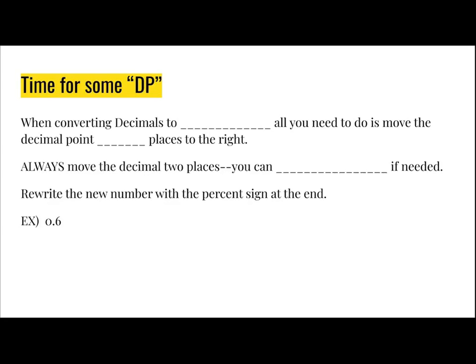I'm going to teach you a little bit of a shortcut that I like to refer to as Dr. Pepper. So when you write the D and the P, I want you to think of D as standing for decimal and P as standing for percent. So when you are converting your decimal to a percent, all you need to do is move your decimal point 2 places to the right. This is like multiplying by 100. Always move your decimal 2 places, and you can add zeros if you need to. You need to remember then that you have to put the percent sign at the end. You're going from a decimal to a percent.